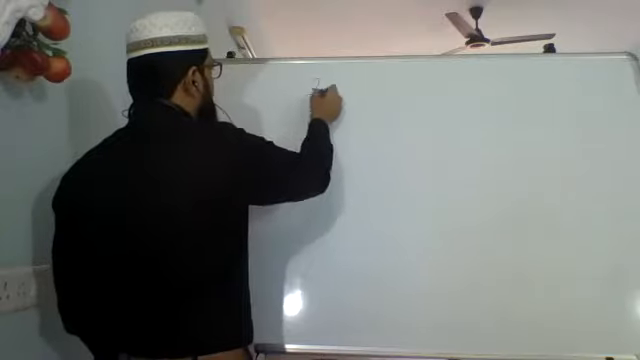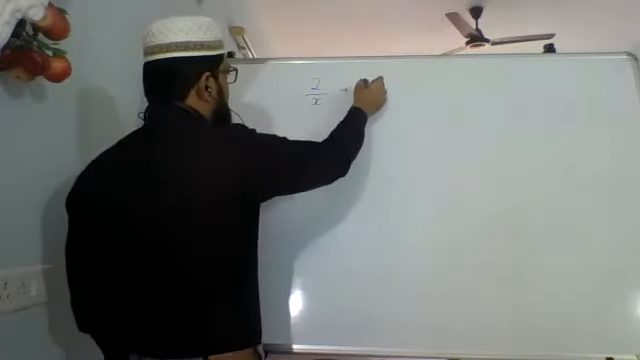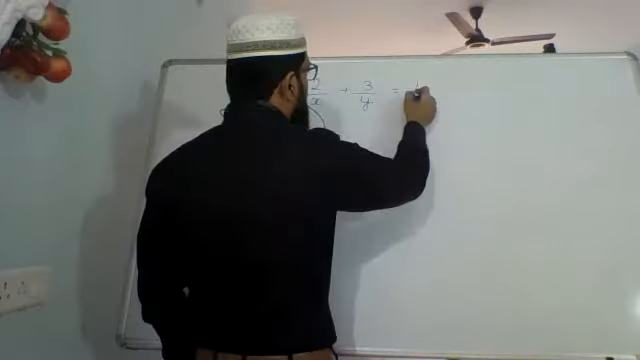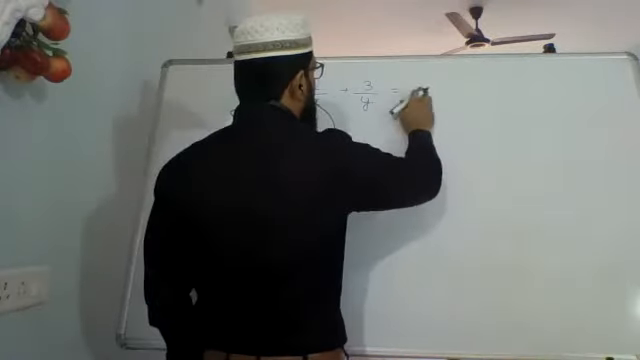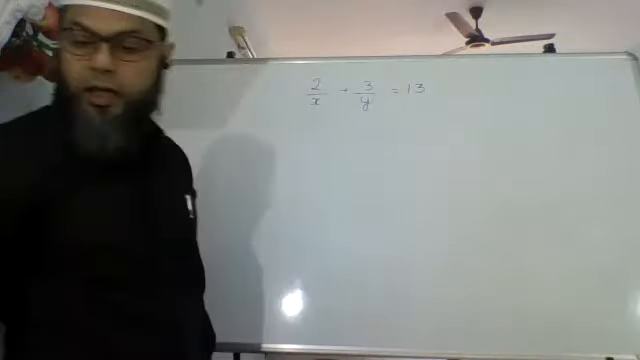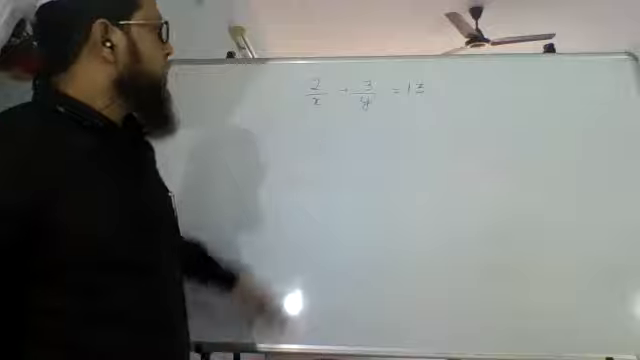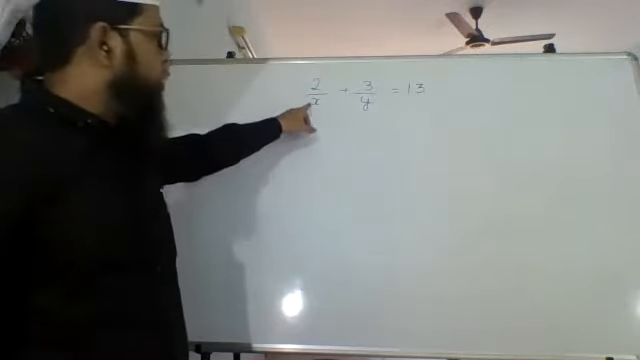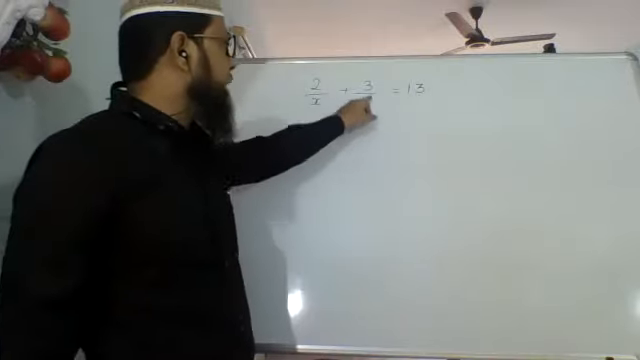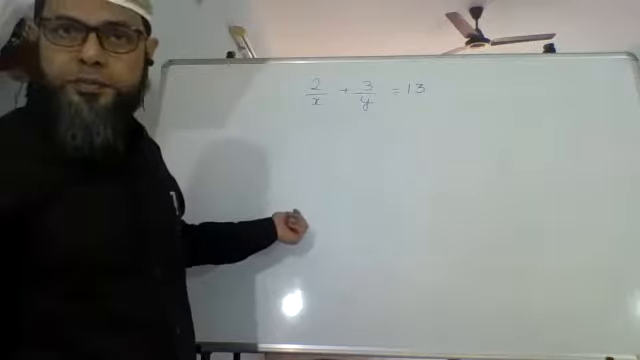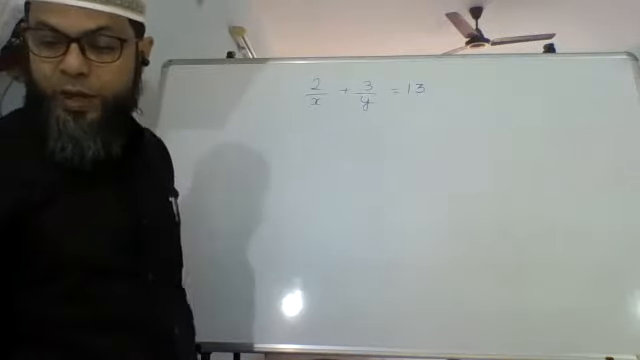For example, 2 upon x plus 3 upon y equals 13. Now, by definition, this is not a linear equation. Why? Because the power of x is minus 1, the power of y is minus 1. So by default, they do not remain a linear equation because the power is minus 1.